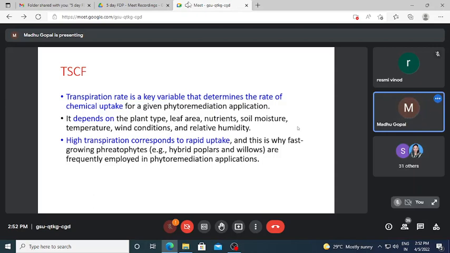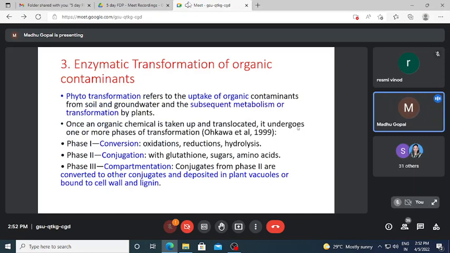This is the reason why fast growing plants, popularly known as phreatophytes, are frequently employed in phytoremediation applications in the West. These plants are not very popular in our country. Hybrid poplars, willow plants and all that. Now we have to discuss the next topic.